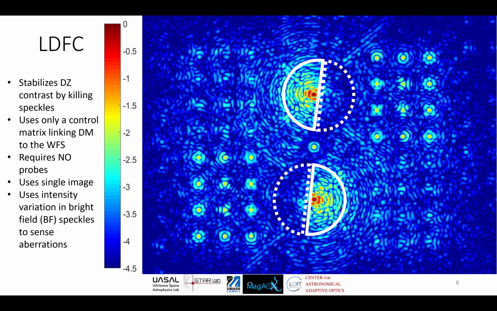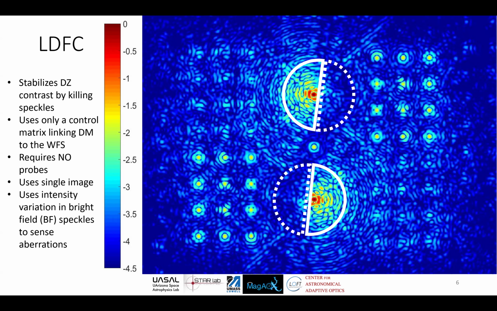But it requires no probing. You can use a single image or, in reality, potentially a sum of a few images. And again, it uses the intensity variation in the bright field speckles to sense aberrations instead of the dark hole. And so you also can have much shorter observing times because there's a whole lot more light over on the left, depending on the type of coronagraph you're using, and certainly with EFC.